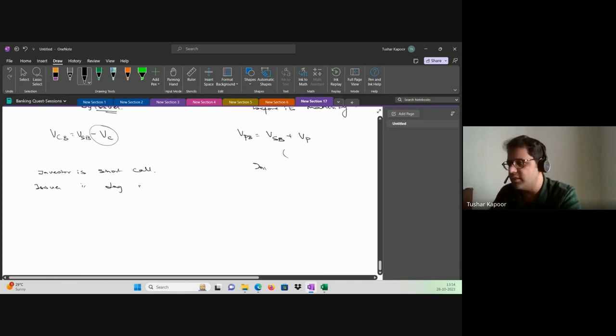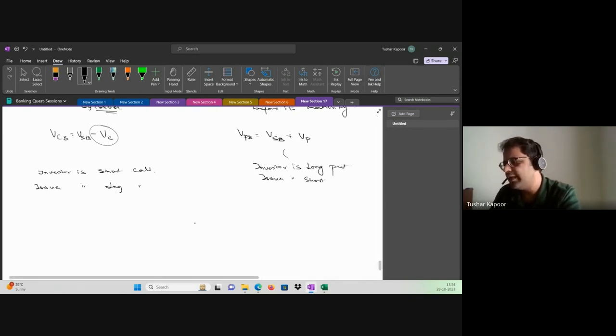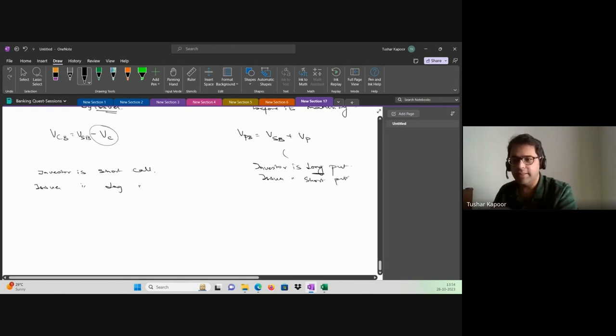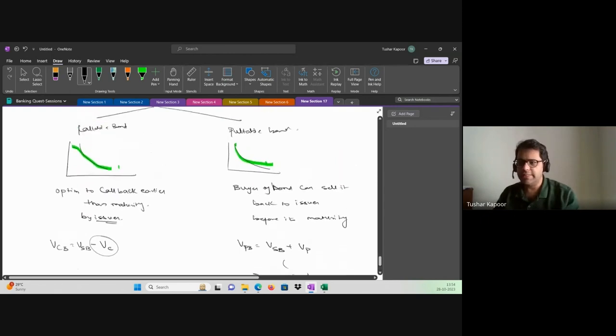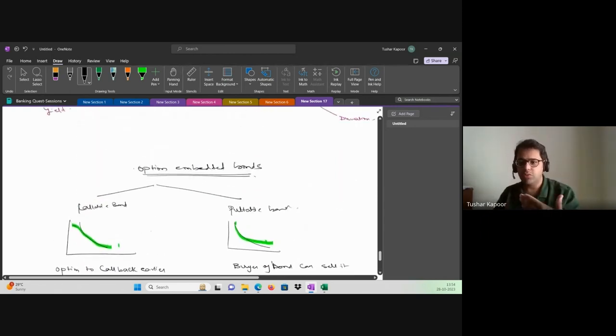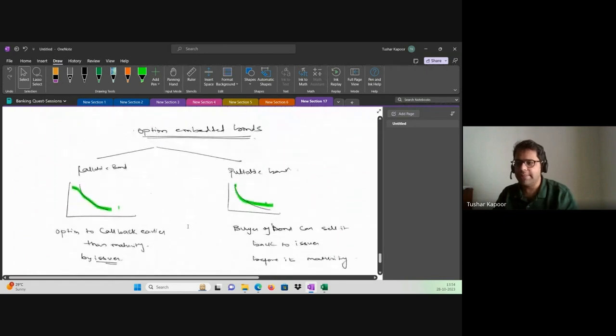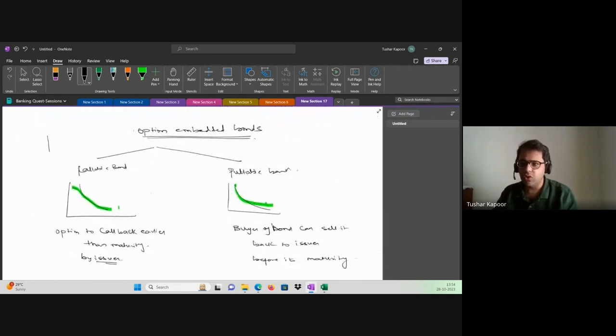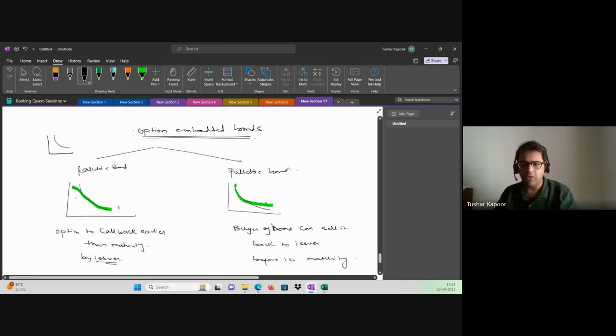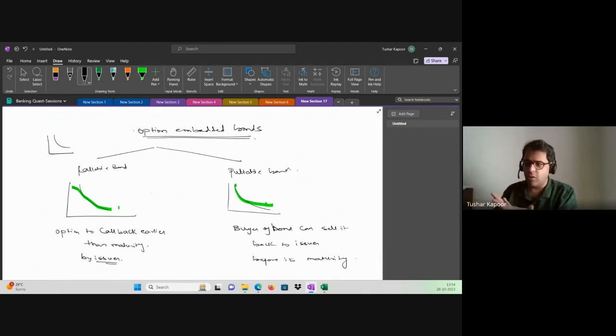Whereas in this case, the investor is long put. The issuer is short put. Anytime he wants, the investor can give it back and the company will have to buy it back mandatorily. So the issuer is short put, and that's how option embedded bonds work. It's different from a normal bond because you have an option component. Now the complexity happens because the shape of the curve is no longer looking like this. It is somewhat different from this, right? And that is the reason we cannot use a normal approach to deal with these complex scenarios.